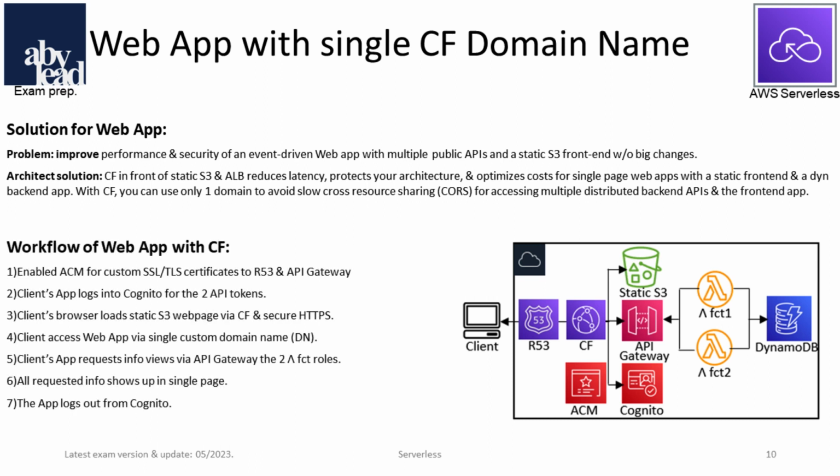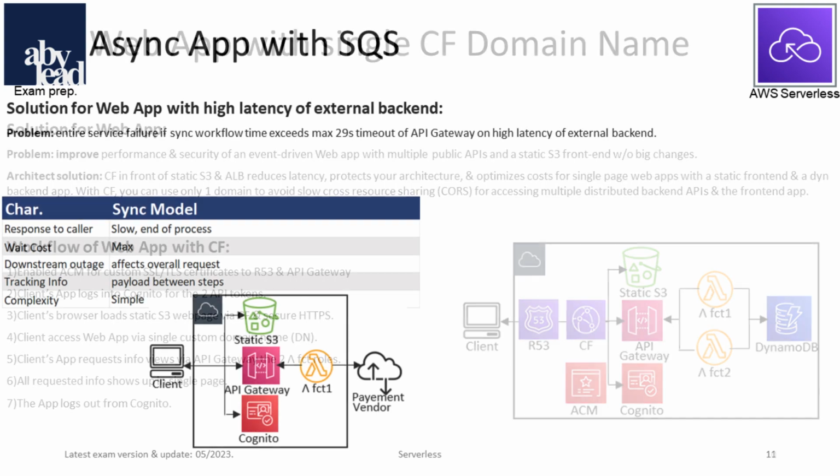Your accordingly solution workflow enables custom SSL/TLS certificates with AWS ACM, and the app logs into Cognito for the two API tokens. Then, your client's browser loads the static S3 webpage via secured CloudFront and the client accesses the web app. It requests data via Lambda function role and all requested information shows up in a single page.